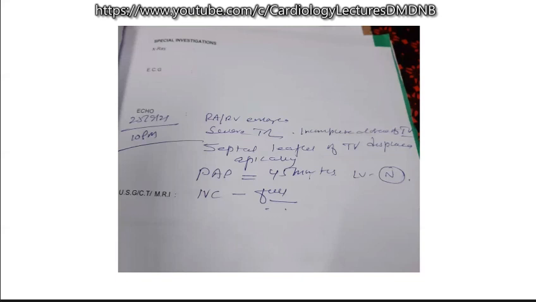Okay. So RA and RV are large, there is severe TR. So there is incomplete closure of the tricuspid valve, and the septal leaflet of the tricuspid valve is displaced apically. And PAP, pulmonary artery pressure, was coming 45, so a little high, and IVC was dilated. So pulmonary artery pressure elevation, which is a bit odd for Ebstein anomaly.